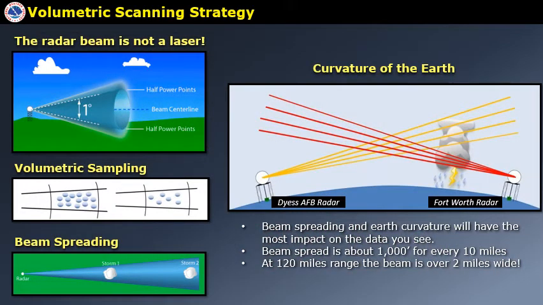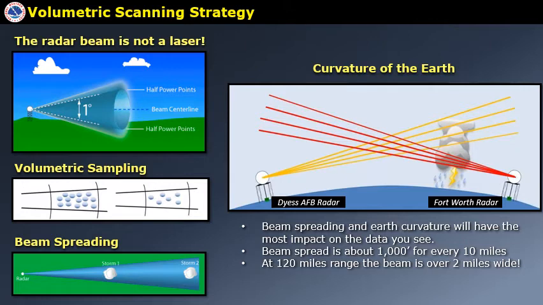Note that the radar beam is not a laser. As the beam travels farther and farther away from the radar dish, the beam expands. Now, most of the energy dispensed from the radar dish is concentrated along the radar beam center line, and the power decreases to about half along the outer edges of the radar beam as seen in the top left image.